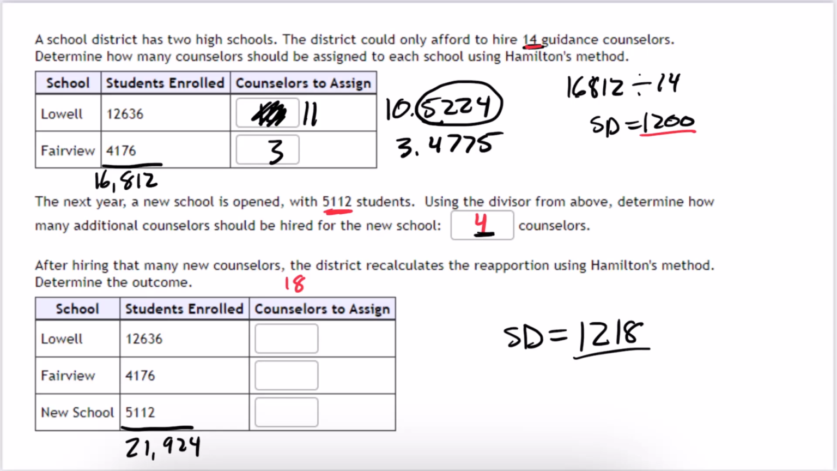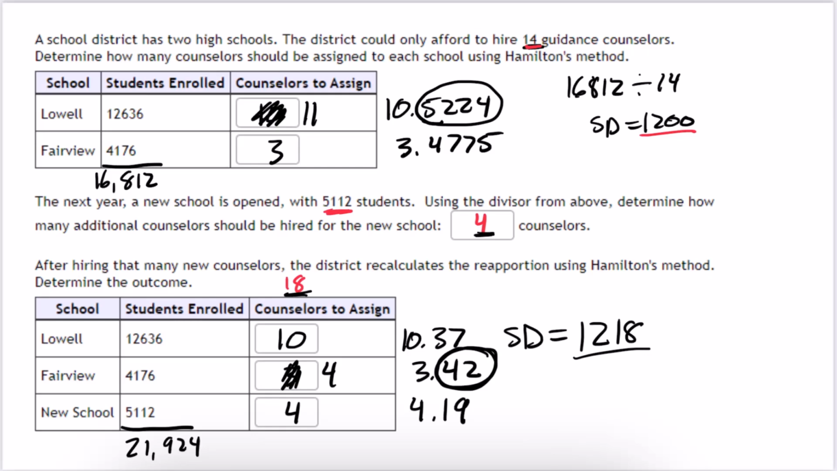And if we divide each of the enrollments at each of the schools by 1218, we end up with 10.37, 3.42, and 4.19. And so if we do the lower quotas, Lowell will get 10, Fairview will get 3, the new school will get 4, and this adds up to a total of 17 counselors, which means that I need to assign the one leftover counselor, because I have a total of 18, to one of the schools. And since this decimal is the largest decimal, I would assign it to Fairview.